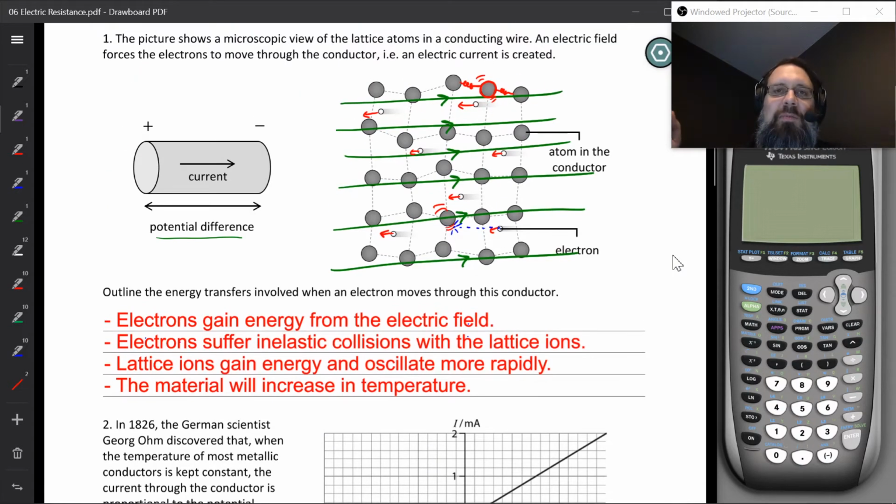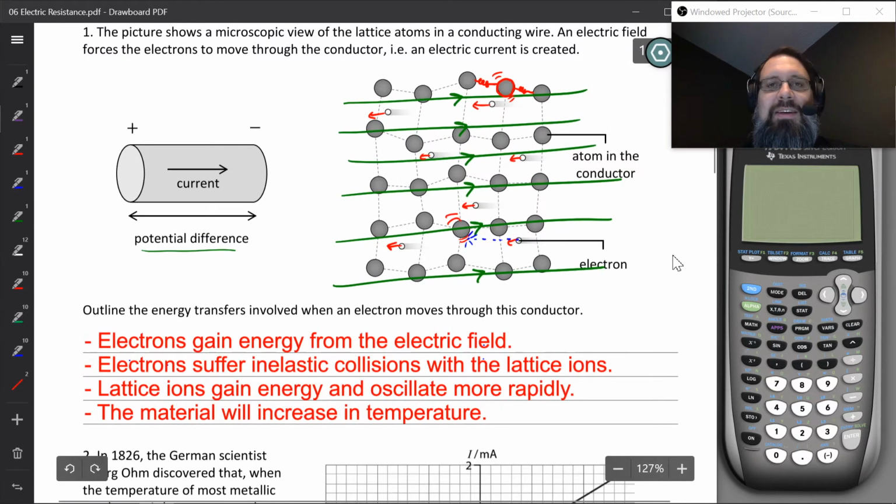We call this a potential difference, where the electrons are losing energy when they pass through the material, and it's that loss in energy per unit of charge that's called a potential difference. So the potential difference is exactly this loss in energy. It's just the energy loss per charge that flows through the material.